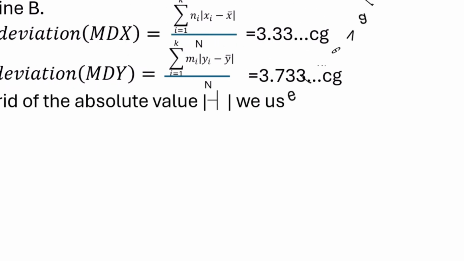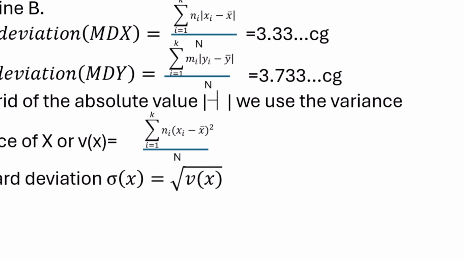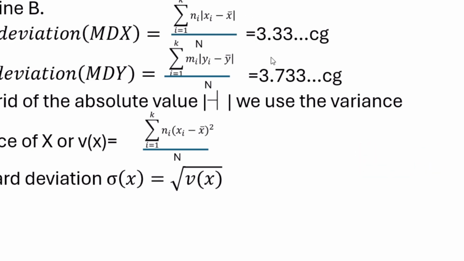To get rid of the absolute value, we use the variance. The variance is the same, but instead of absolute value, we write xi minus x bar square. The standard deviation, to go back to this quantity, approximately, we make the radical of the variance. Here we make square, then we make radical, approximately equal to 3.33, etc.